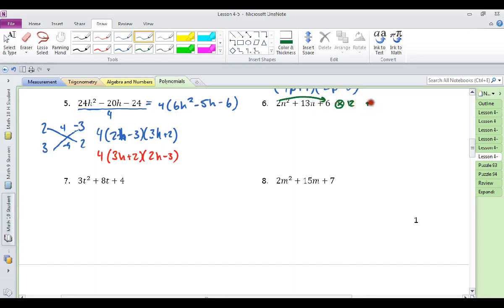So I got to multiply to 12 and add to 13. So what is it? n plus 12, n plus 1, divide by 2, divide by 2, simplifies to 6, n plus 6, doesn't simplify, so the denominator moves to the front. And then I check. n times 2n, 2n squared, 6 times 1, 6, I'm good to go.